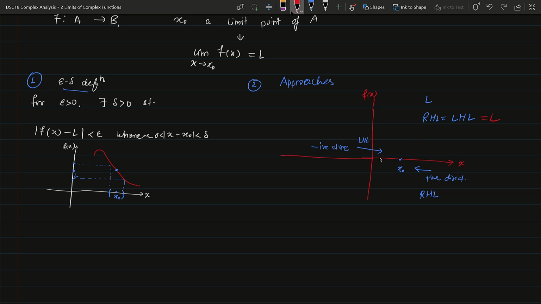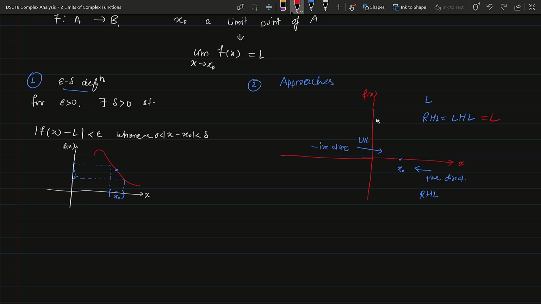So this means if we want to determine the limit of the function at x naught, and if we are able to determine LHL and RHL, and the values of LHL and RHL are equal, then we will say that the limit of the function at x naught exists. But in the complex scenario, this method is going to be very important when we want to show that the limit at a specific point does not exist.